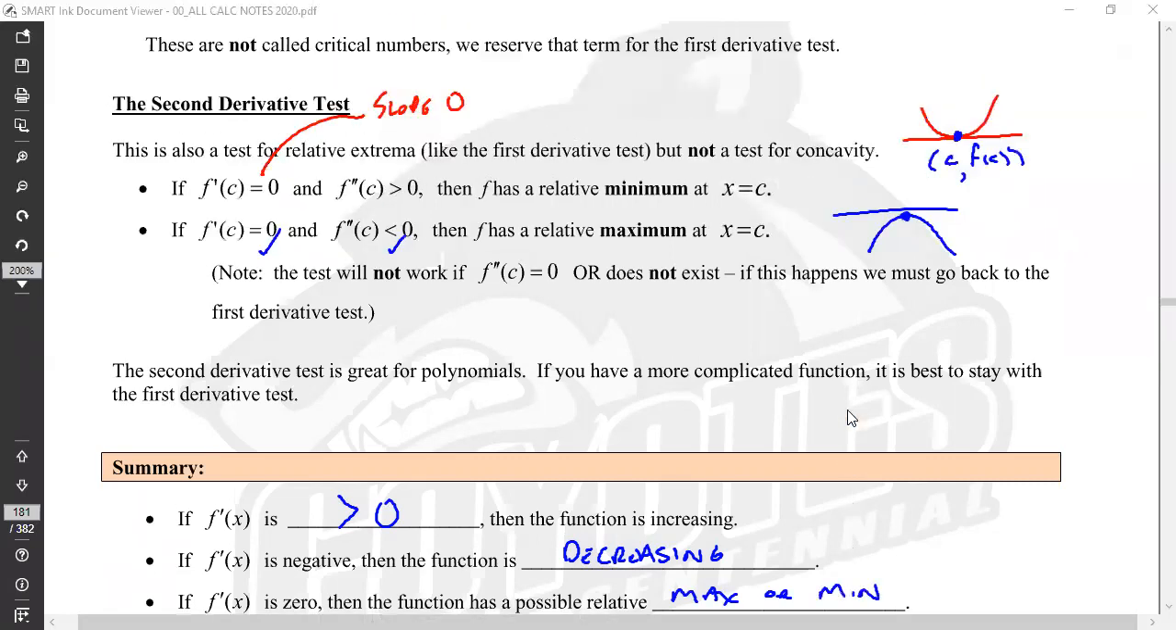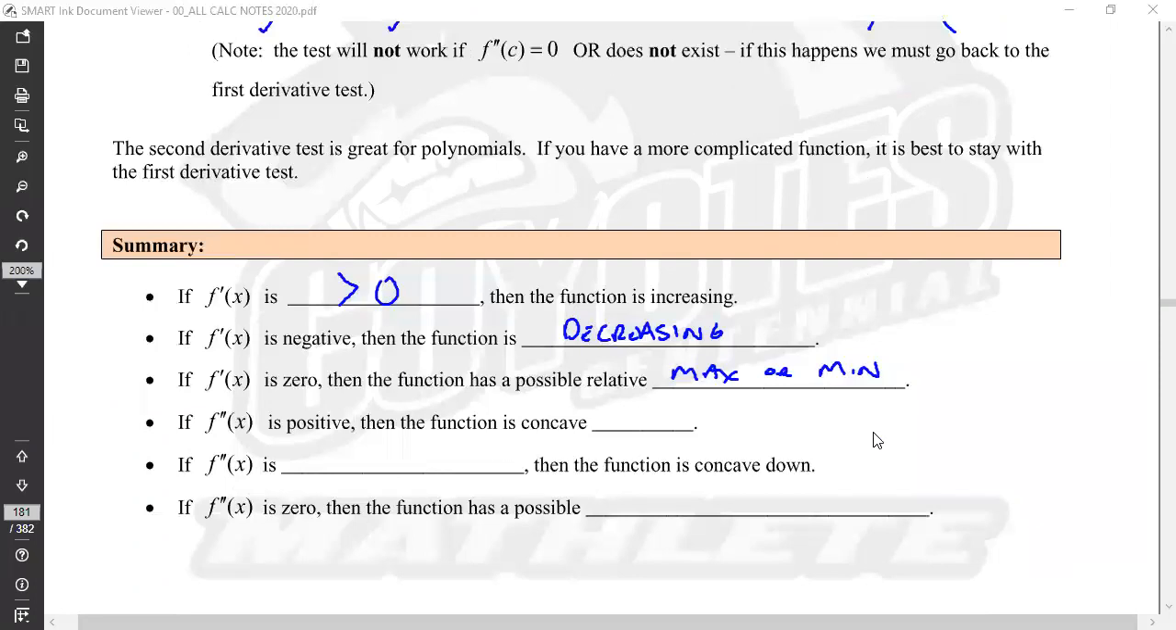When we refer to extrema, relative extrema, that is a general term for max or min. They're extreme points. Now our new stuff: if f double prime is positive, then it is concave up. Where f double prime is negative, then the function is concave down. And if it's 0, we have a possible point of inflection, or inflection point.